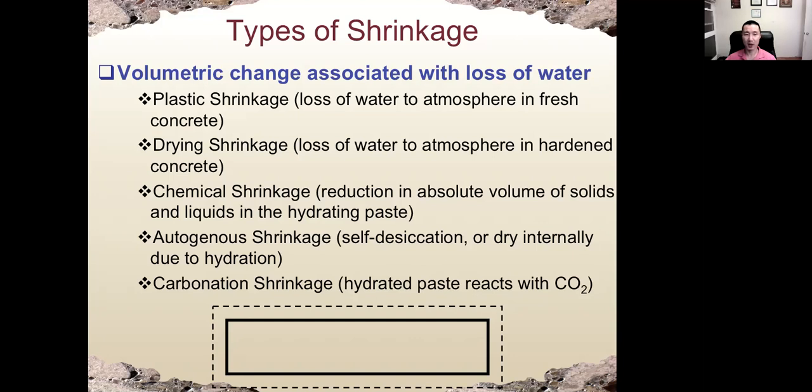Autogenous shrinkage is caused by so-called self-desiccation. It only occurs in concrete with very low water to cement ratio. Self-desiccation is also called drying internally due to hydration. Carbonation is when hydrated cement paste reacts with CO2, meaning CO2 reacts with calcium hydroxide. So we'll talk about these five different types of shrinkage in more detail.